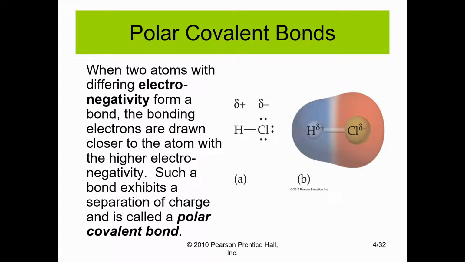This leads to the concept of a polar covalent bond. When there are 2 atoms with different electronegativities forming a bond, the electrons are drawn closer to the atom with the higher electronegativity. This creates a small separation in charge. Because the chlorine has more electronegativity, it pulls the electrons closer towards it, and it has a partially negative charge. And now the hydrogen, which is losing the tug-of-war match, has its electrons pulled away from it, and it develops a partially positive charge. This charge separation leads to a polar covalent bond.